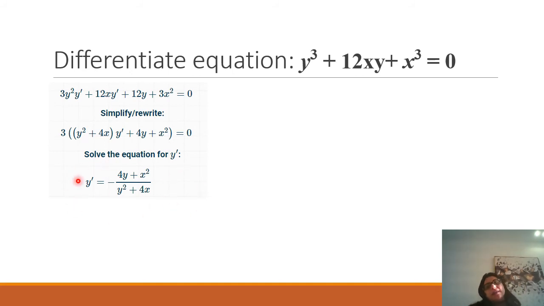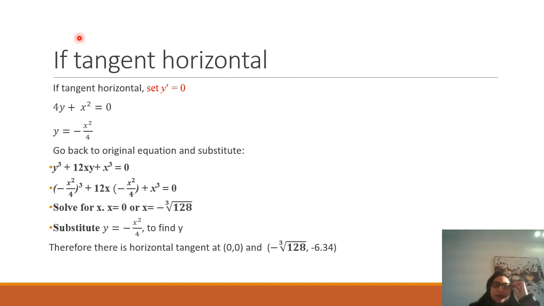What's next? He said, what if the slope is horizontal? If the slope is horizontal, this means y dash equals 0. So the numerator will be equal to 0, which is this one. What if the slope is vertical? Then the denominator has to be equal to 0. So let's do it. If the slope or tangent is horizontal, I have to set y dash to 0. I took the numerator of the derivative and equated it to 0, and I found that y equals minus x squared over 4. I rearranged this one, alright?